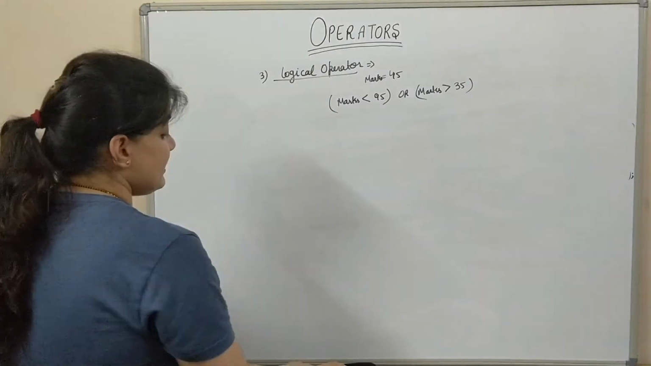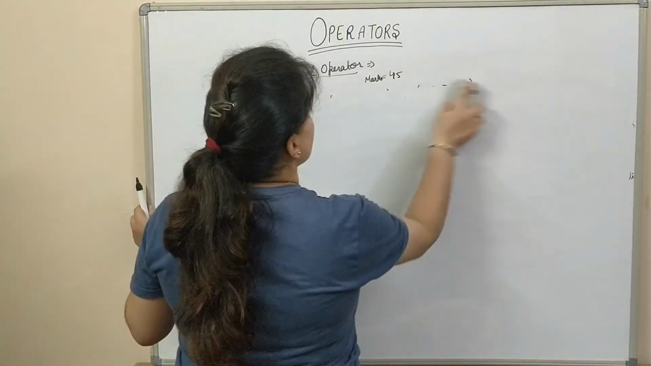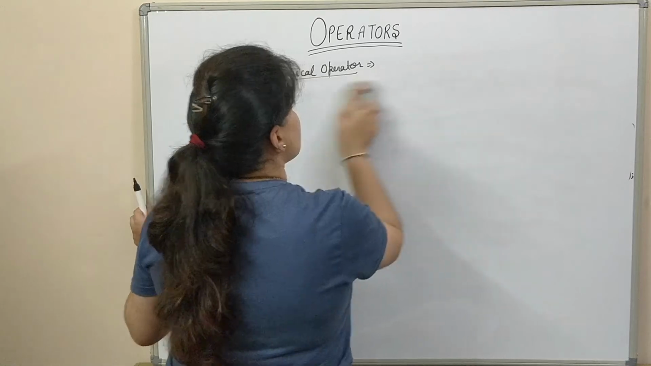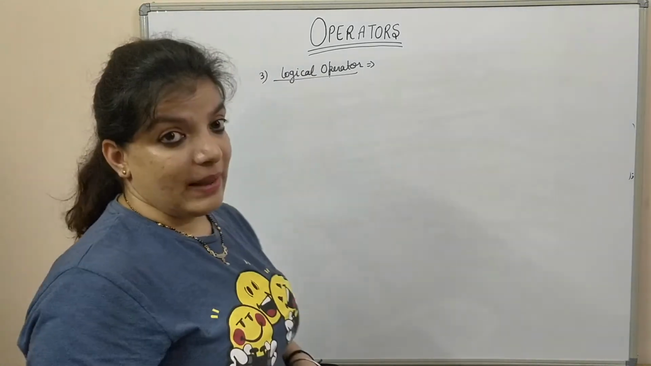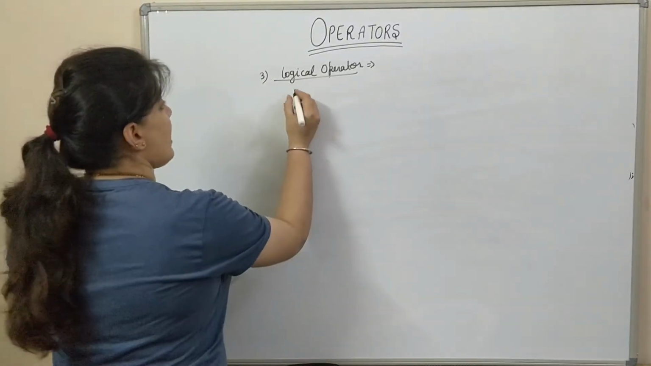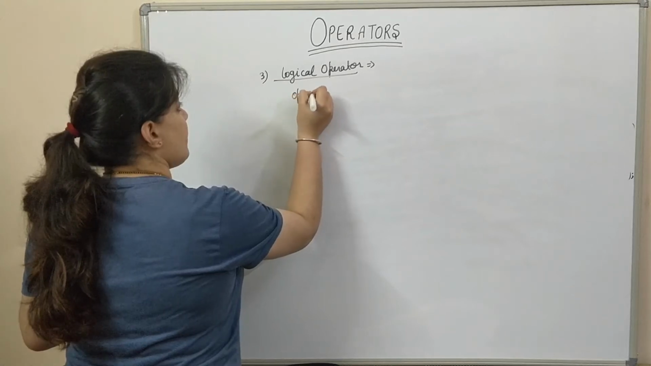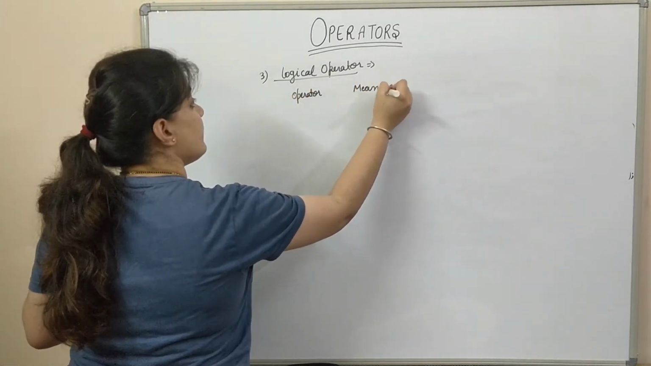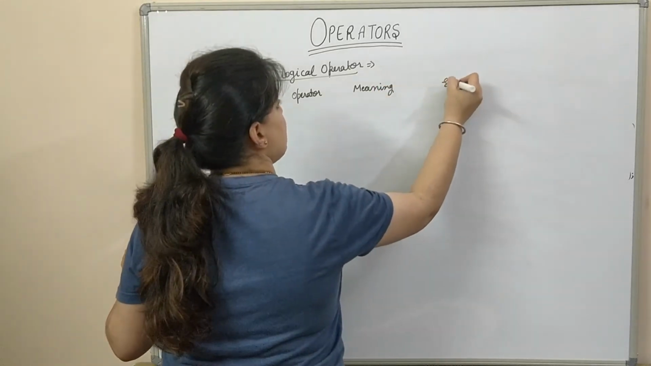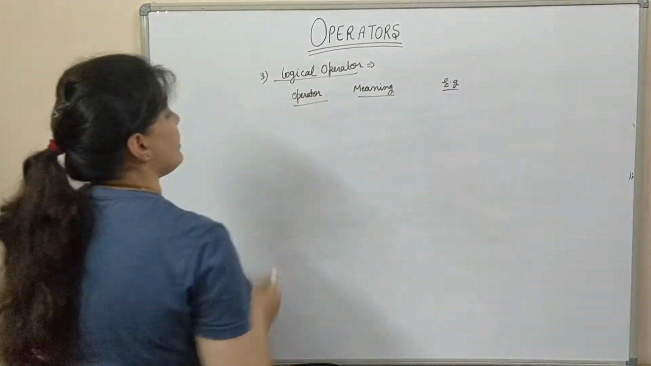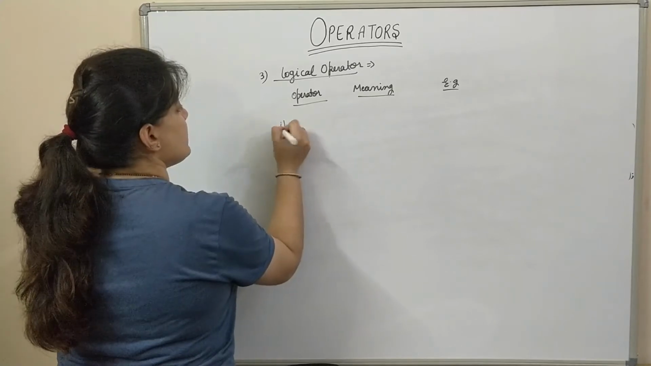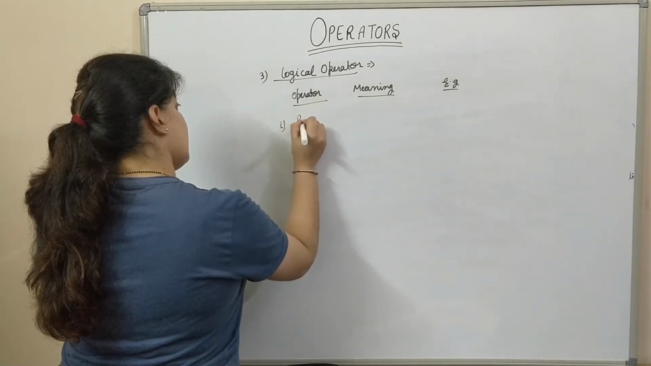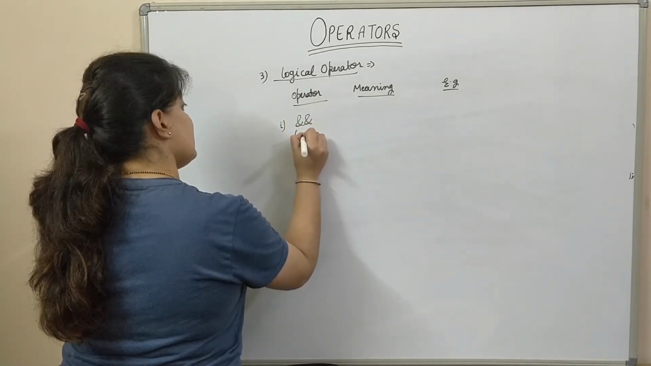So there are three types of logical operators in C language, Python language and Java programming language. So what are the three operators? First one is, its name is AND.